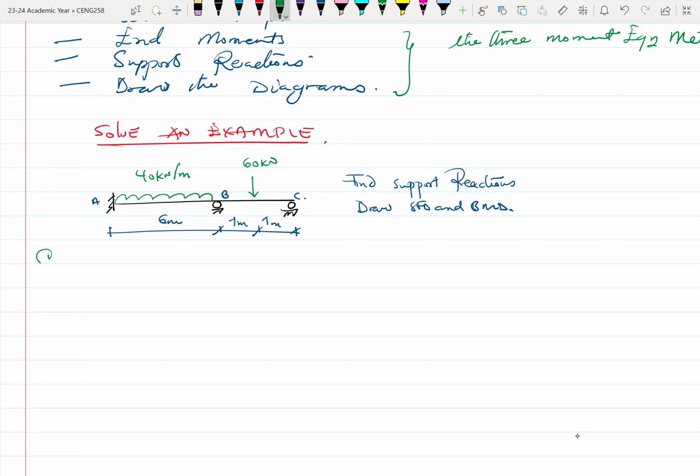So first, identify the DOFs. Pretty much identify our degrees of freedom, so our unknowns in terms of the displacement. So we have theta B and theta C.